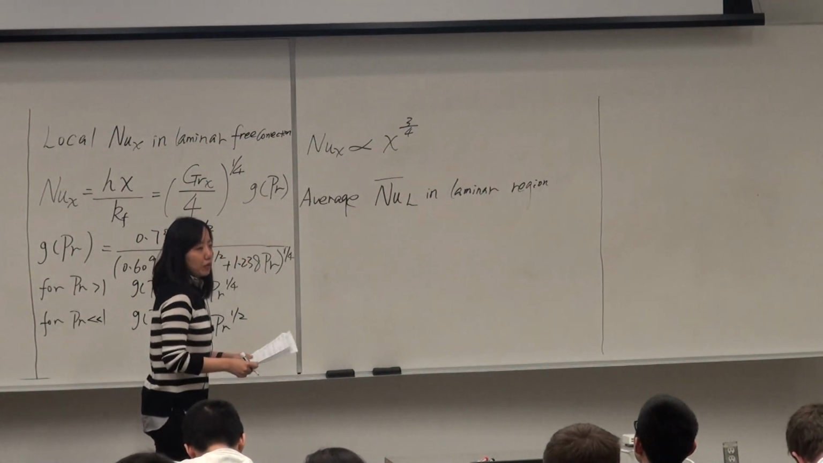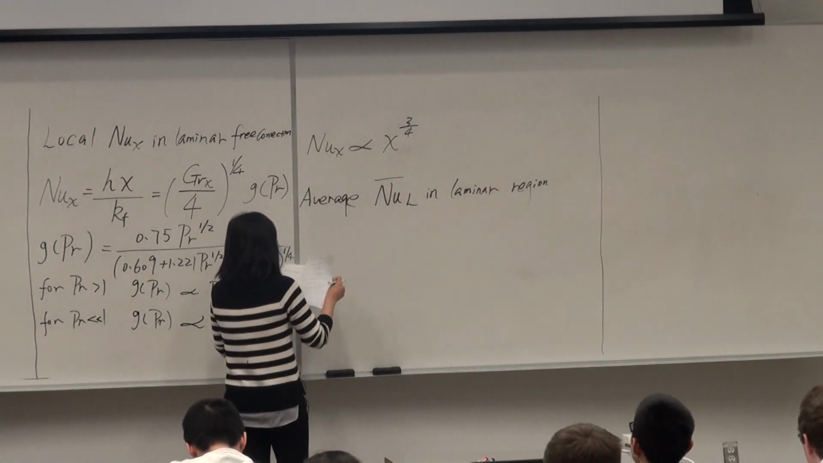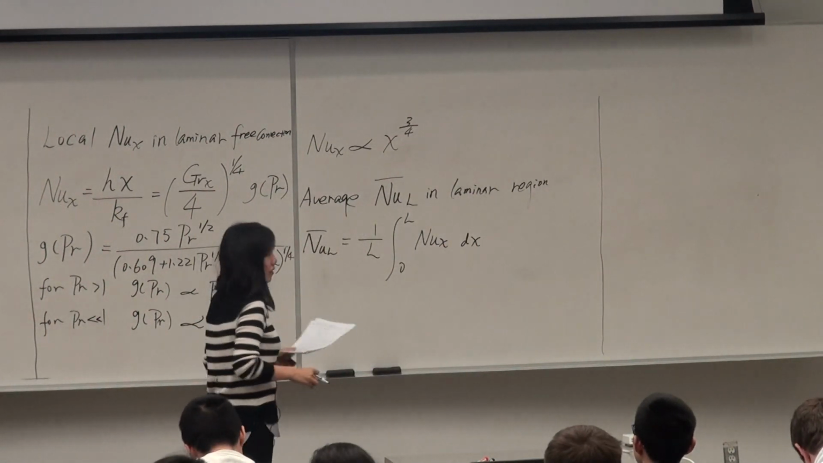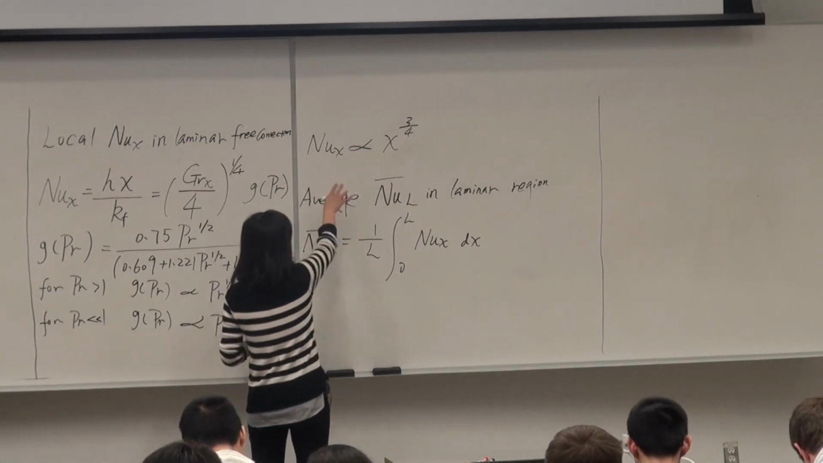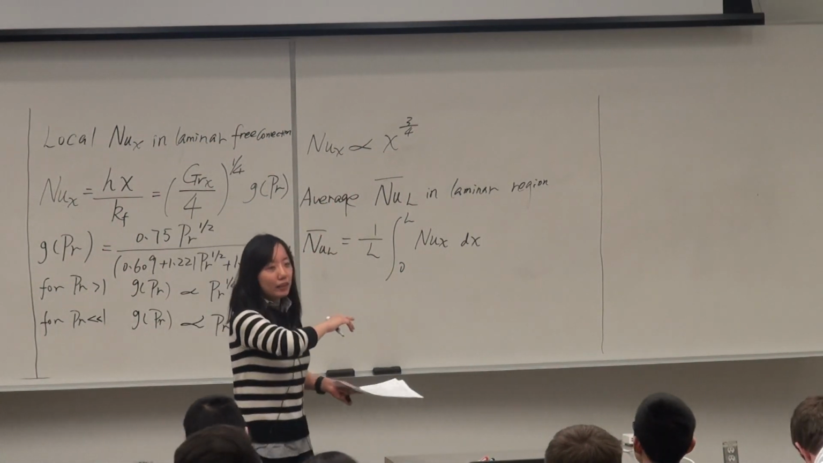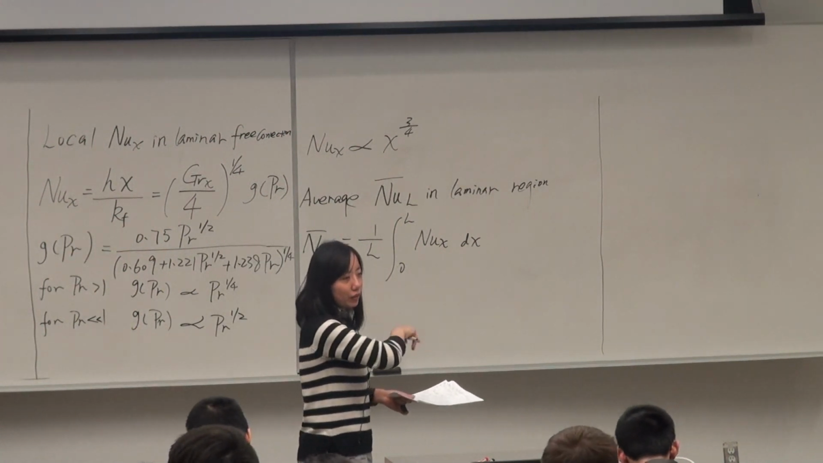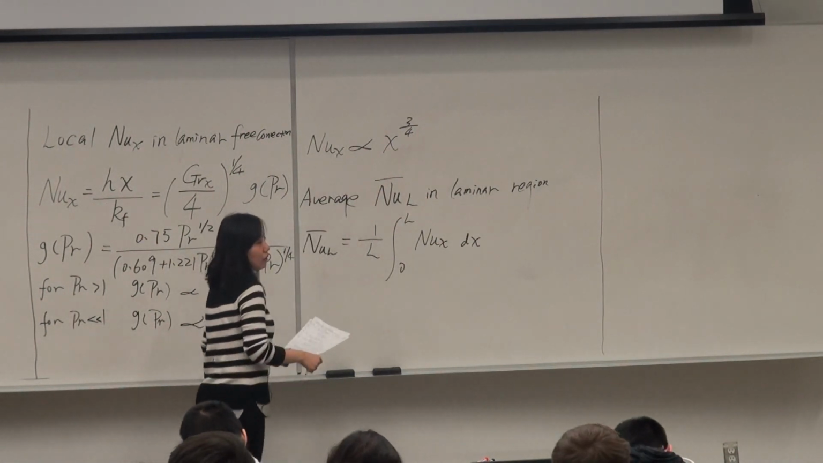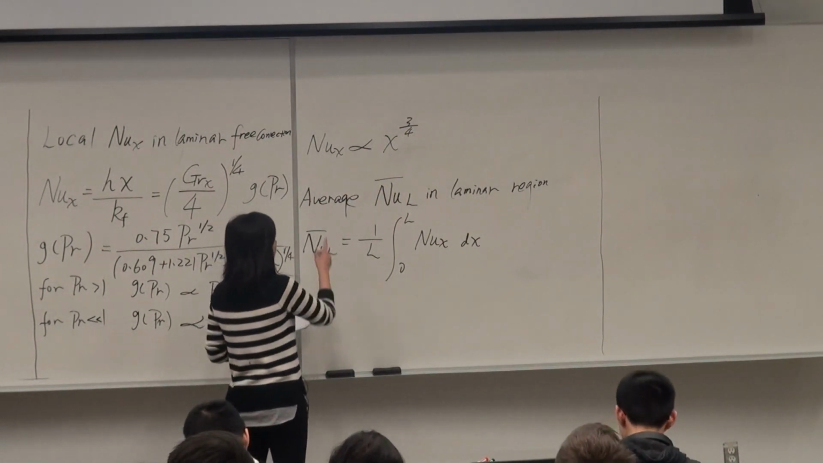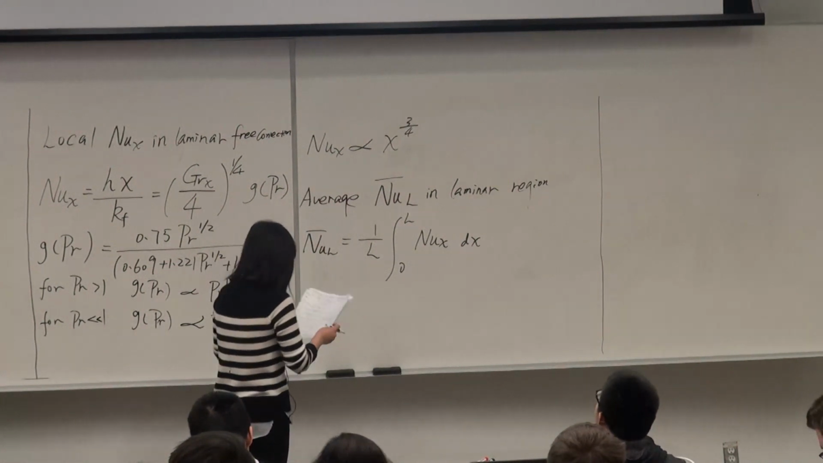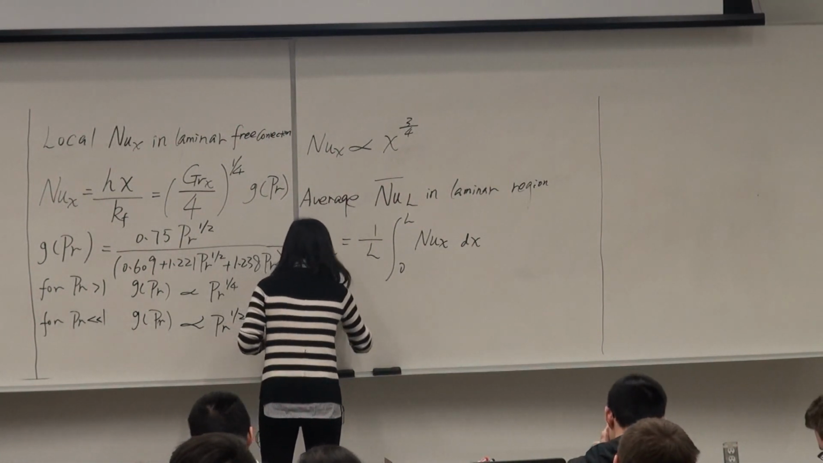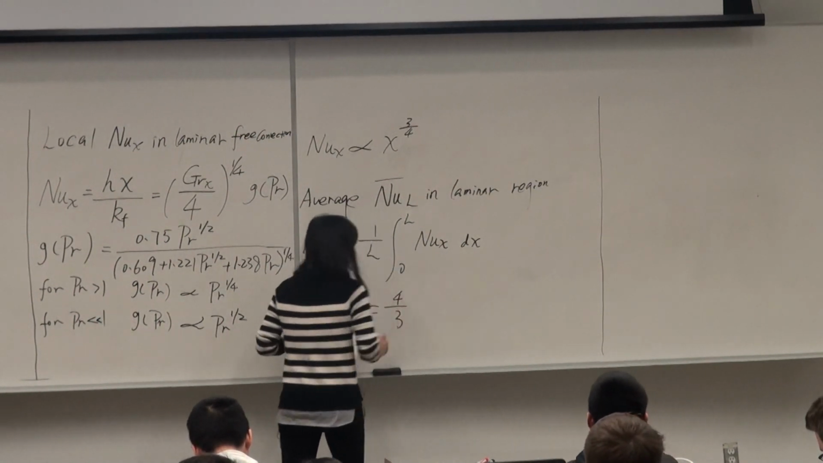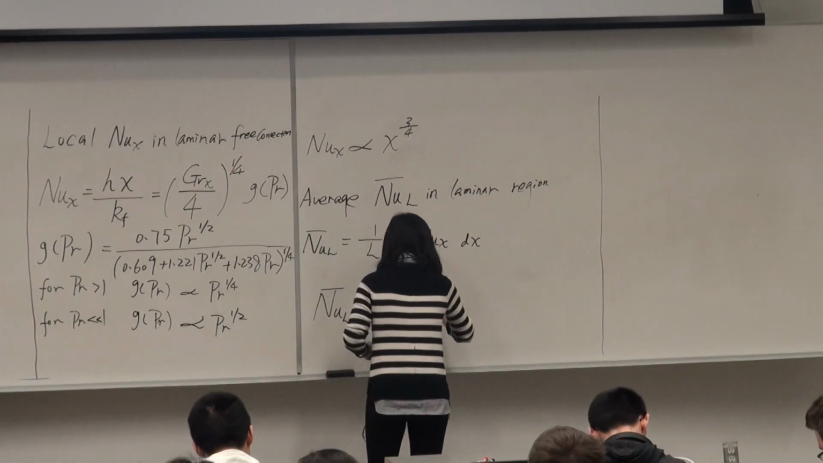If you simply do an integration, and I have put everything step by step in the notes, for any of you who may be interested, you can do the integral step by step. But the conclusion is that because the local Nusselt number is proportional to x to the power of 3/4, your average value in the laminar region is simply 4/3 of your local value.